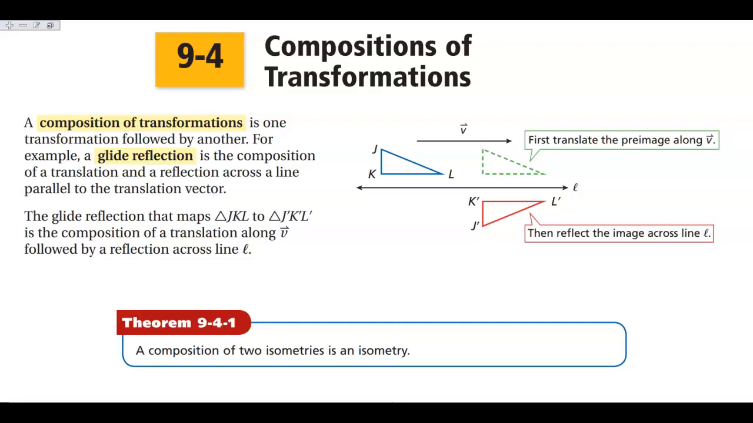So one specific type of a composition is called a glide reflection. A glide reflection is simply a translation and then a reflection over a given line. So you translate it first and then reflect it.